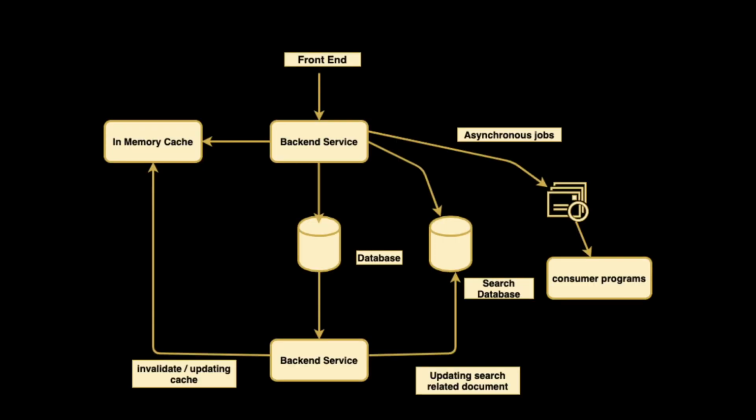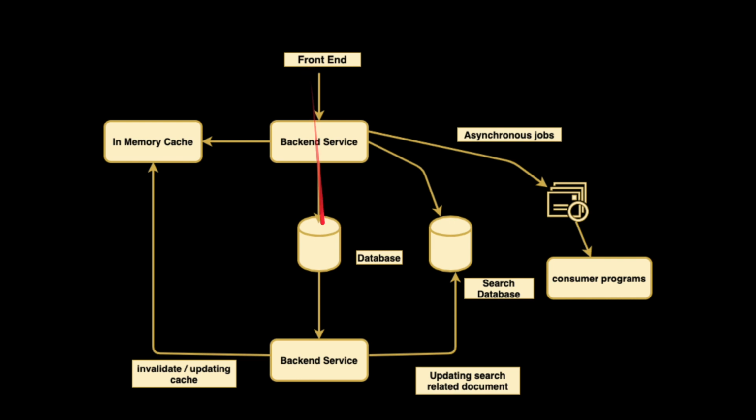So this is the basic architecture of most of the basic backend systems. So usually what your front end will do is the front end will invoke a REST API call to your backend service. Your backend service will get the data from the in-memory cache, right? So if still it didn't get the data from in-memory cache, it will go to the database, the primary database itself, and return back to the front end.